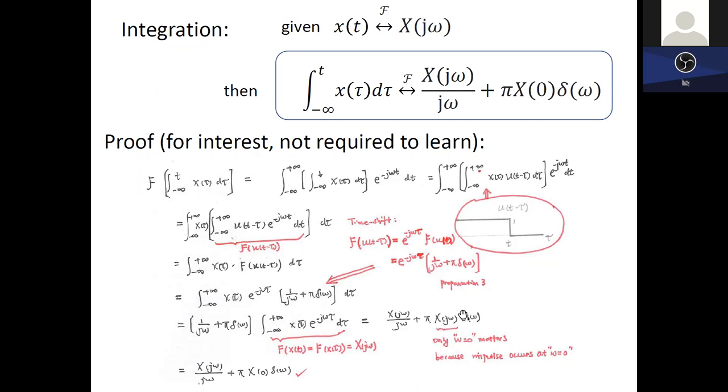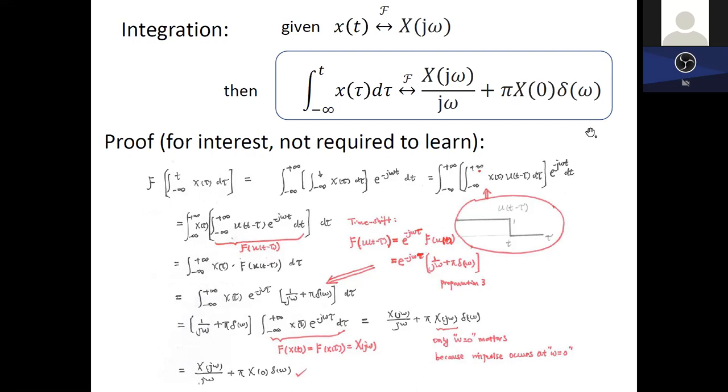The second term is X of j omega times delta omega. We know that delta omega is an impulse that occurs at omega equals zero. But everywhere else, for omega not equal zero, delta omega is just zero. And therefore, it doesn't matter what the value of capital X of j omega is elsewhere, where omega is not zero. The only thing that affects the second term is the value of X of j omega at omega equals 0. So we can take omega equals 0 in the capital X term.